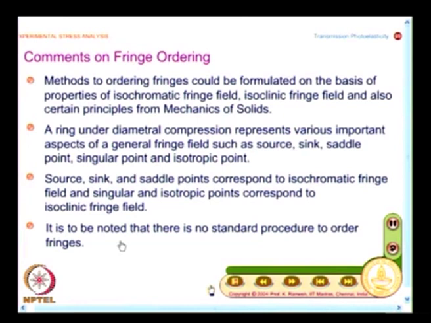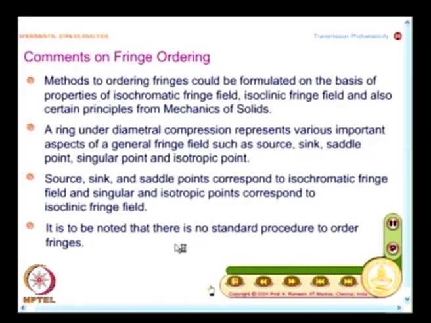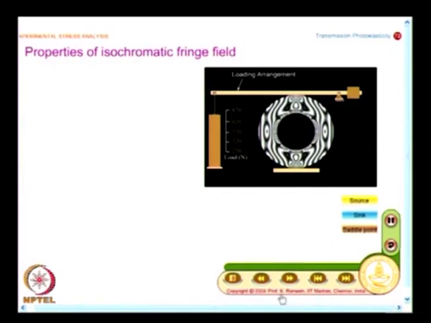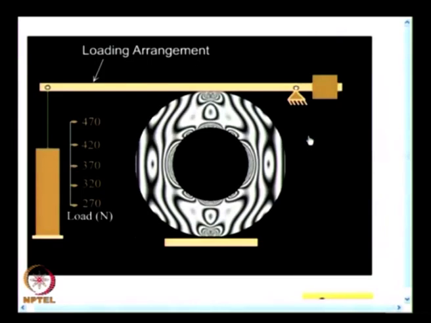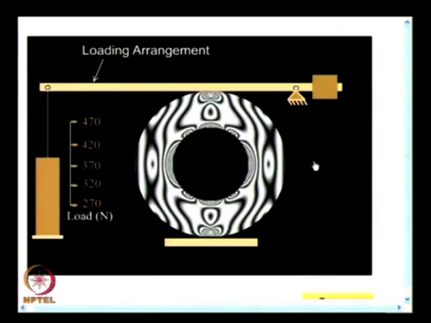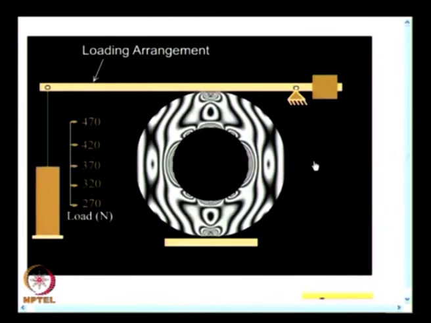And it is to be noted that there is no standard procedure to order the fringes. These are only guidelines, and it is better that you look at the problem, approach it in one fashion and order the fringes, then verify this by another approach. So, I am really giving you more than one method to arrive at the fringe order. And what we will do is, we will look at the problem of a ring under diametral compression. I had already mentioned that fringe ordering in a ring under diametral compression is really complex.